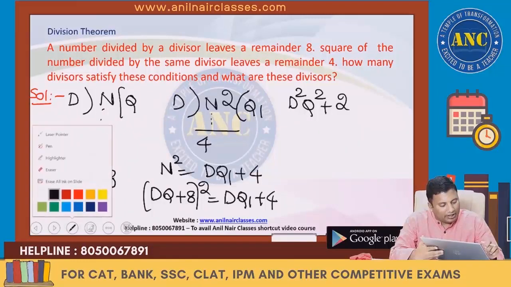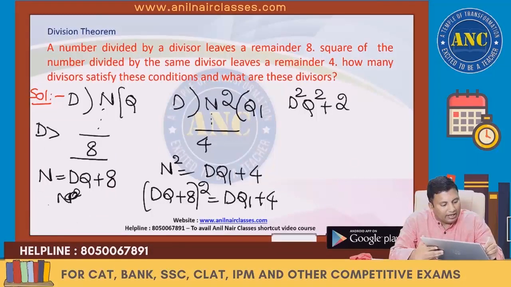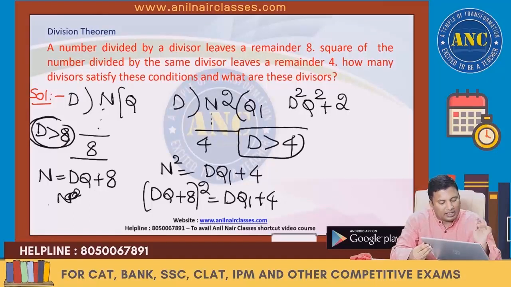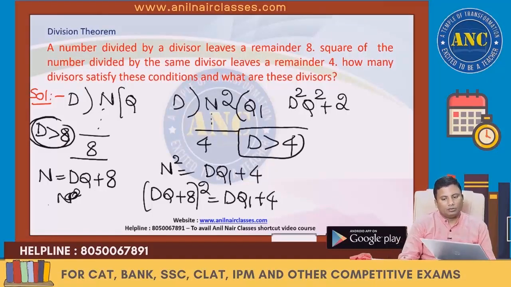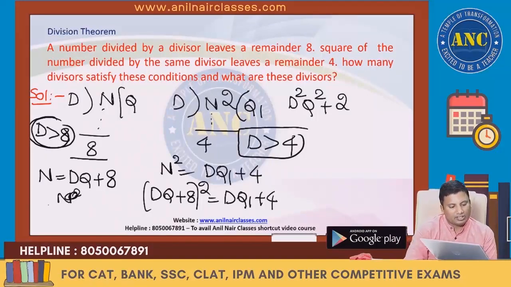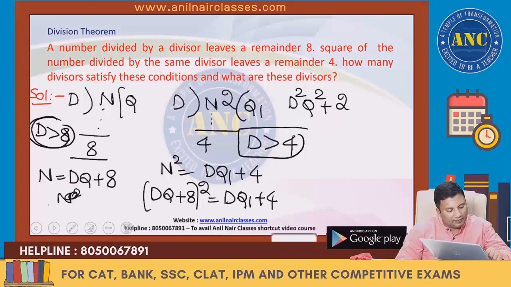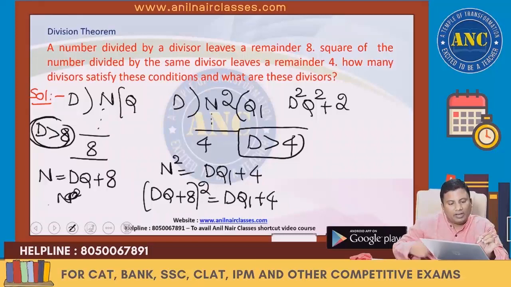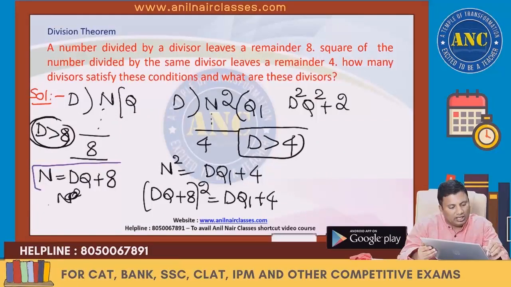Here we forgot to write two important conclusions. d is greater than 8. Are you all with me? d is greater than 8. Here d is greater than 4. d is greater than 8 and d is greater than 4. I hope it is clear, right? Till here it is clear. Any doubt till here? Let us go one by one. First step, it is clear. A number when divided by a divisor gives a remainder. n is dq plus 8.